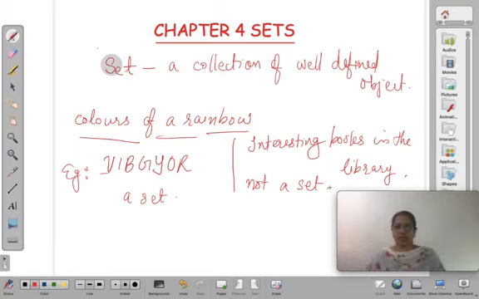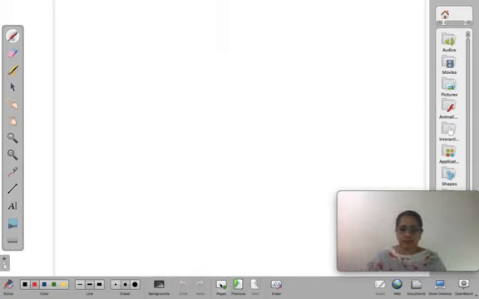Now take your book and write: a set is a collection of well-defined objects, an example for a set and an example for not a set. Okay. Next one, members of a set. Membership of a set.